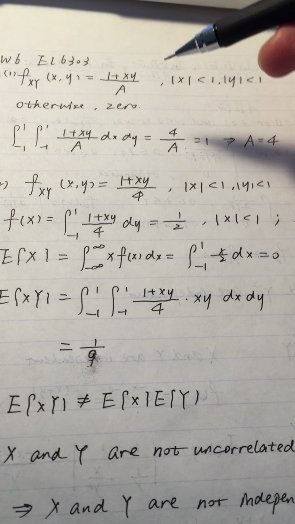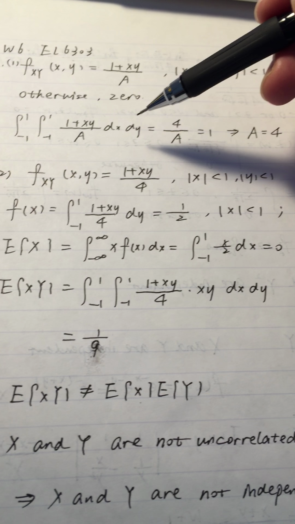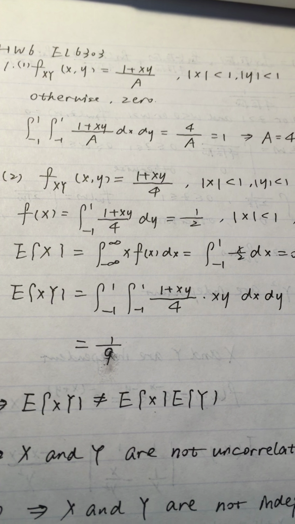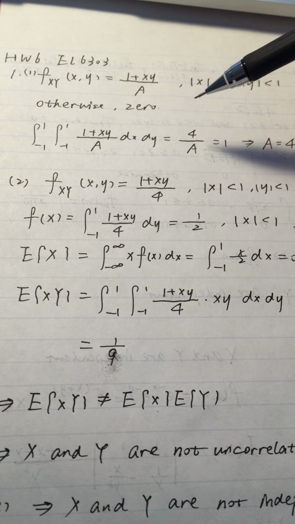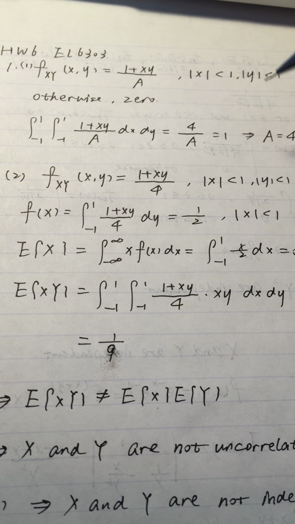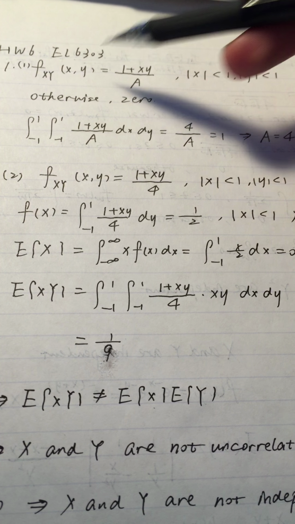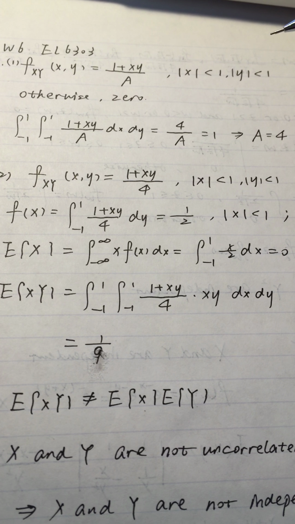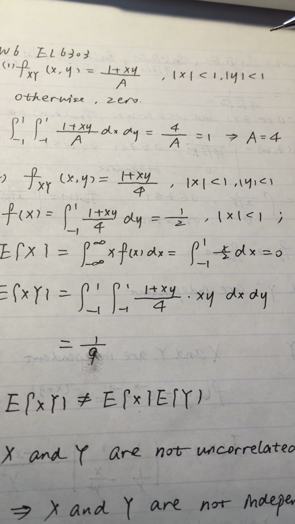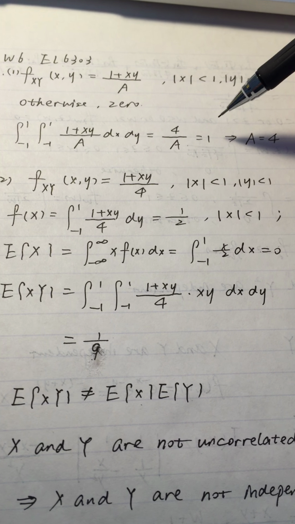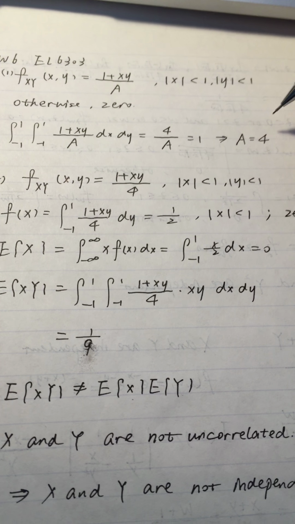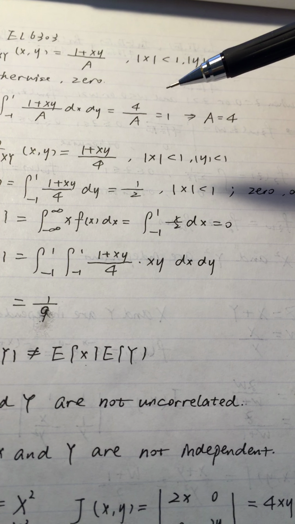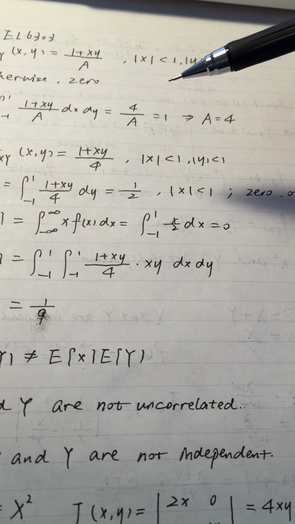First, they need us to decide the value of a from the property of the density function. We will know that the integral of the density over x and y from negative infinity to infinity should be 1. And from this we know that a is 4. And the second problem, they need us to decide whether x and y are uncorrelated.